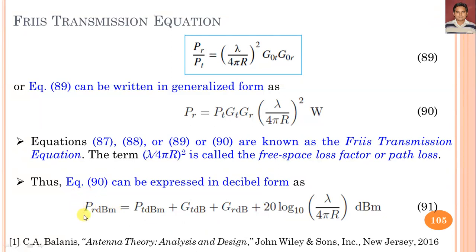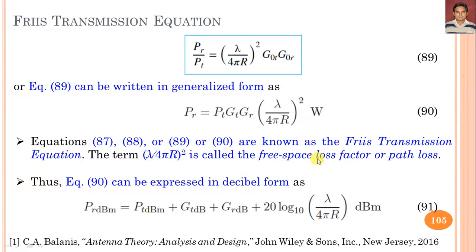So here you can see when we are taking the logarithm of this equation 90, in that case we can calculate the received power P_R in dBm is equal to P_T in dBm plus G_T in dB plus G_R in dB plus 20 log10 of lambda upon 4 pi r squared. So here you can see we have calculated the Friis transmission equation in the various forms.